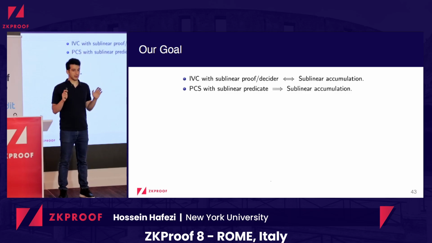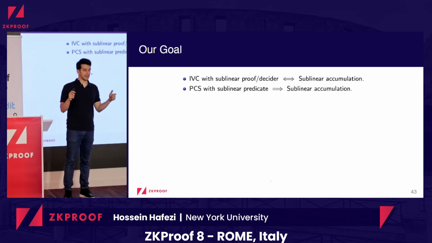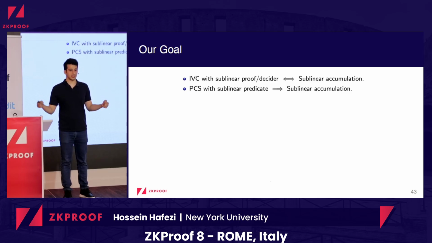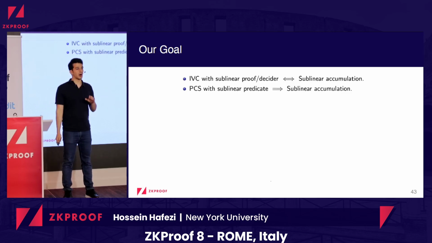All right. Our goal is building an IVC with sublinear proofs and decider. And we saw that it suffices to build a sublinear accumulation scheme. The observation in the paper is that as long as we have a polynomial commitment scheme with sublinear opening, then we can build a sublinear accumulation scheme from it. So our new goal is to come up with a suitable polynomial commitment scheme which has sublinear opening.